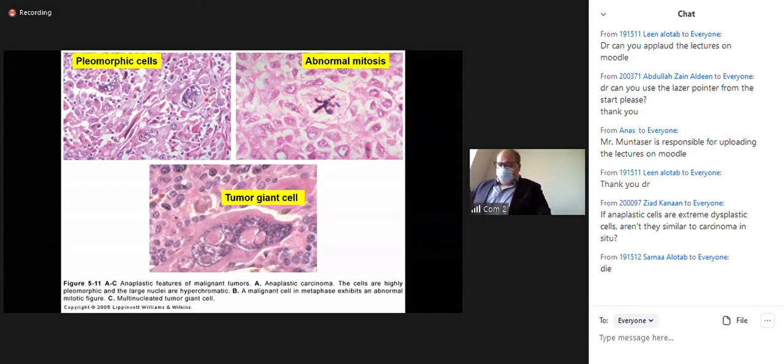Again, the pleomorphism. Your friend who was here, who asked me about pleomorphic versus monomorphic, she's not here anymore. I could have given her a good example here.